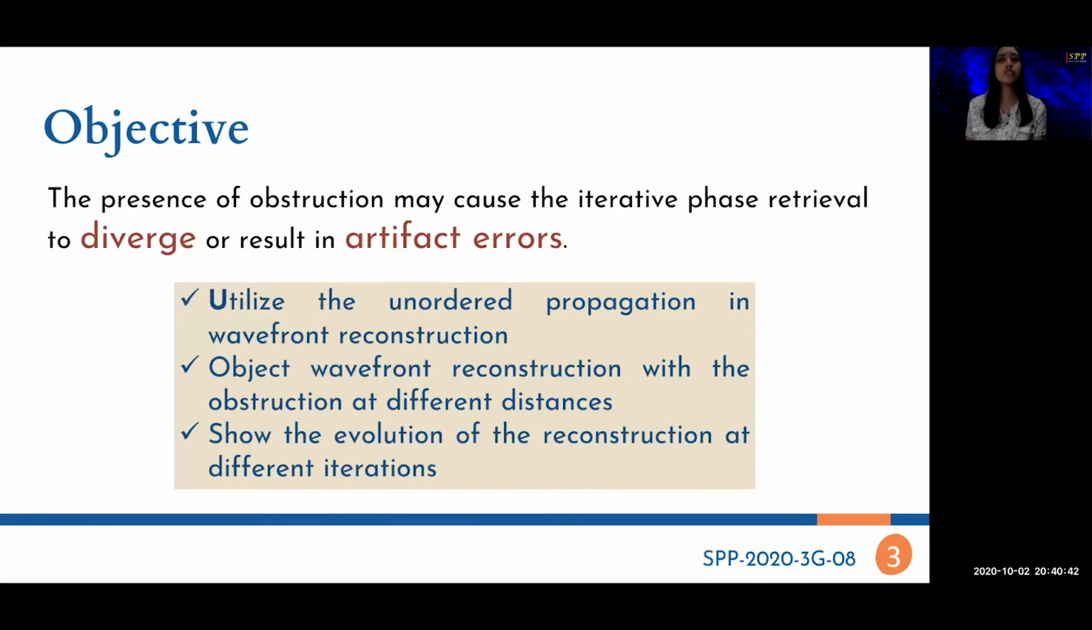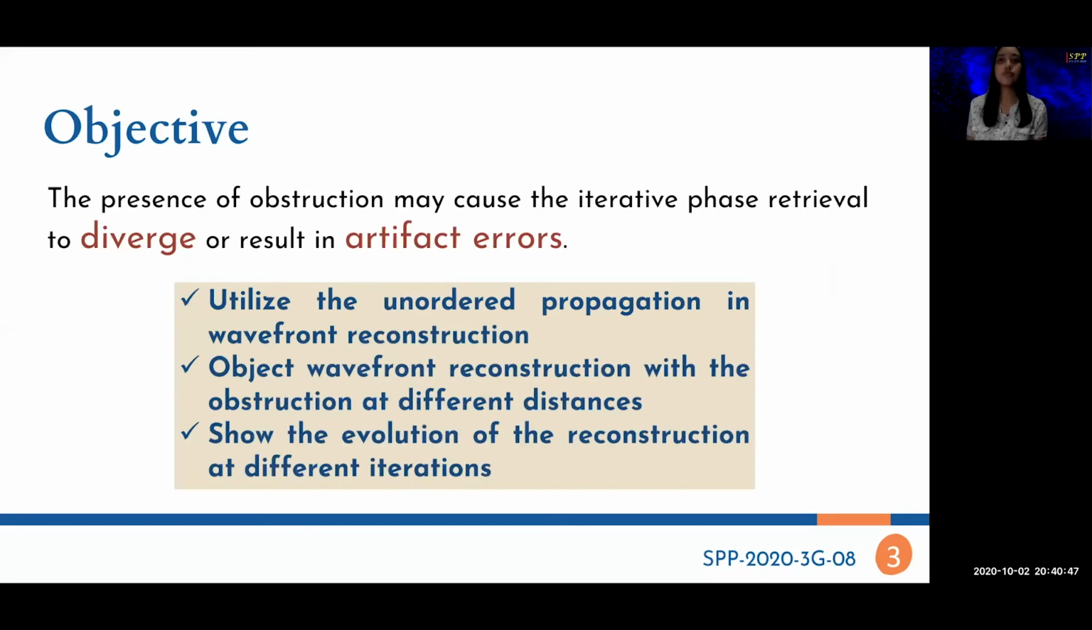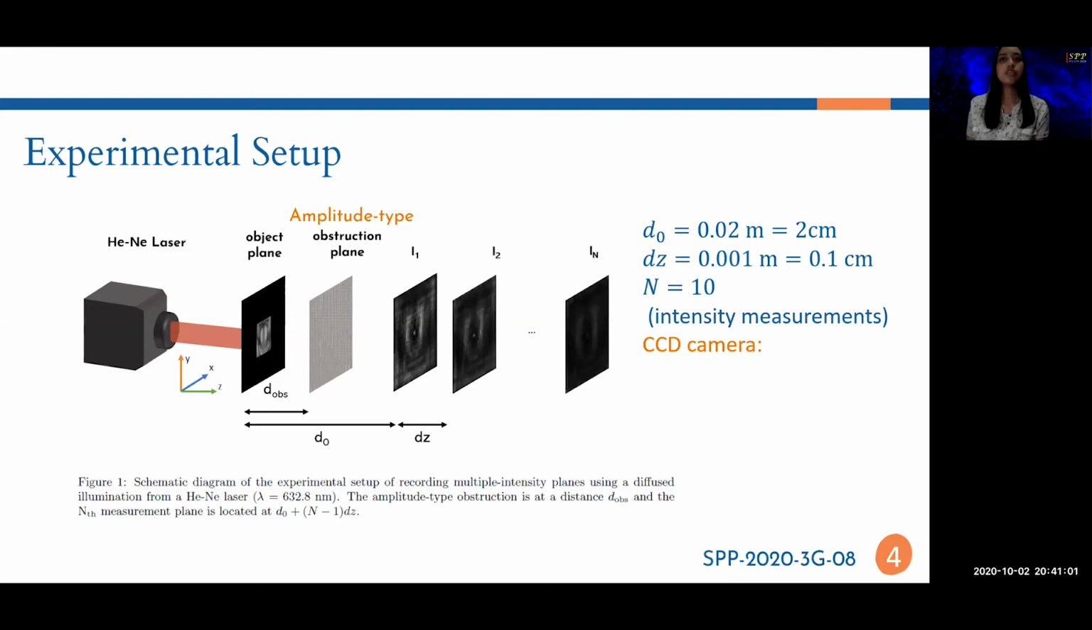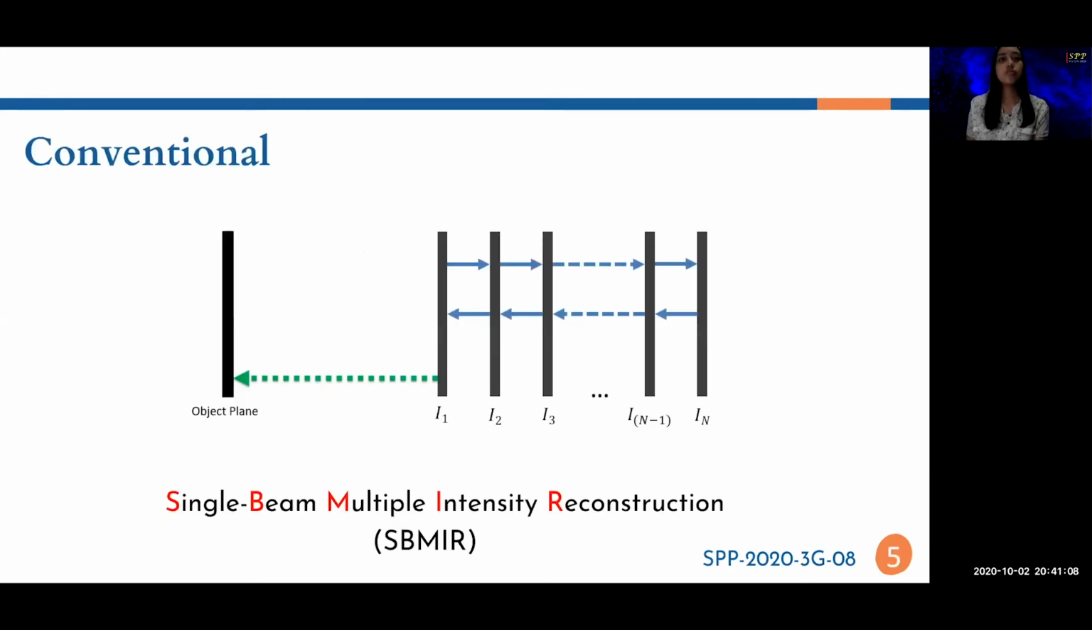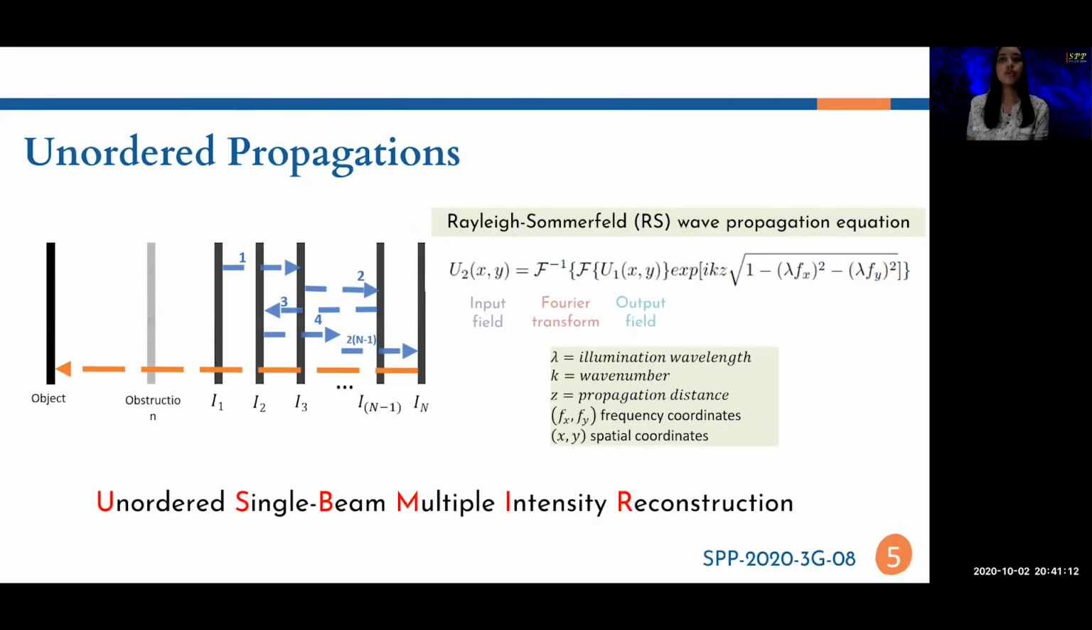However, obstructions may cause the divergence of the iterative algorithm, so we investigate the performance of the unordered propagations with different parameters. For the setup, we use a helium-neon laser, and a CCD camera records the intensity at multiple planes. The obstruction is at different distances indicated in the results. Instead of using the sequential propagation, we use the unordered propagation, with the RS wave propagation from one plane to another.